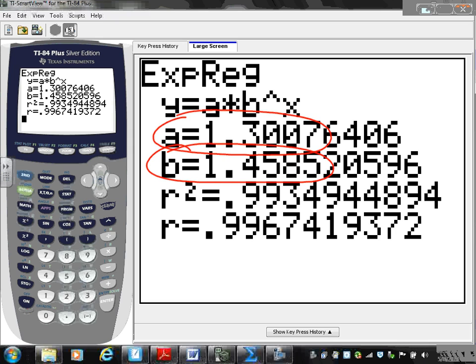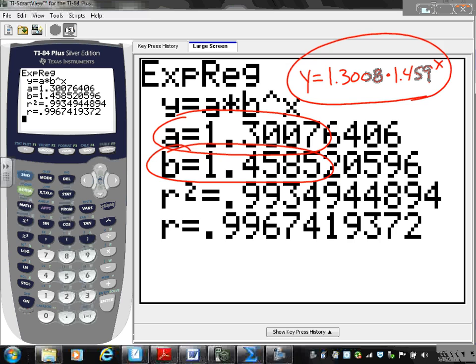Y equals, I'm going to grab a bunch of decimal places, 3.00. I might even grab the 7. Actually, that rounds up to 8. And then times B, which is 1.459 maybe, to the x. There's my model. It did the work for me. We're going to do the same thing later on with a power regression, but it's all the same steps there. So that's going to go a lot faster for us. But there's all the stuff that we need.